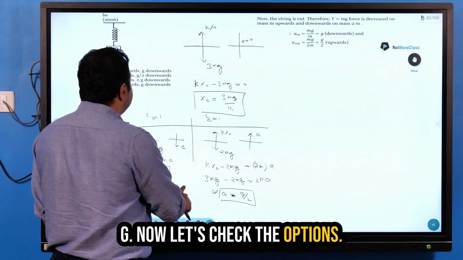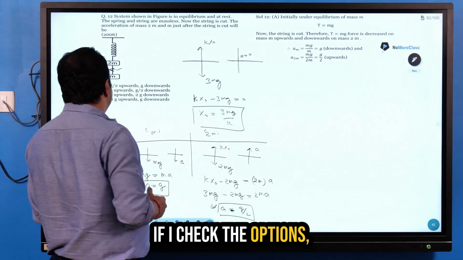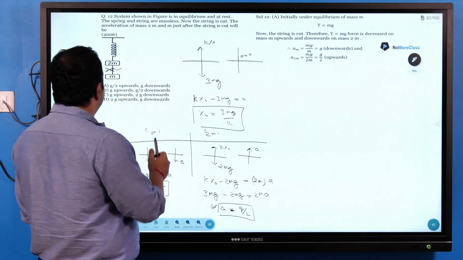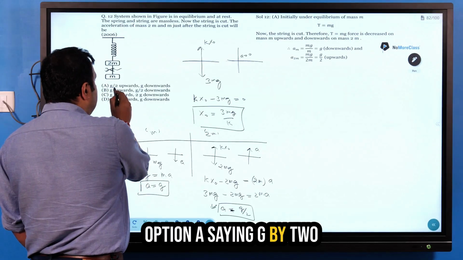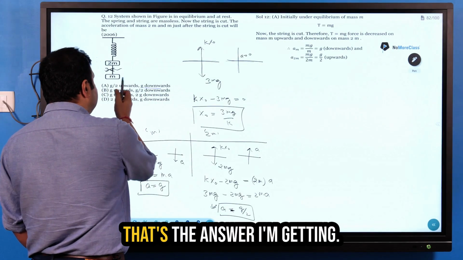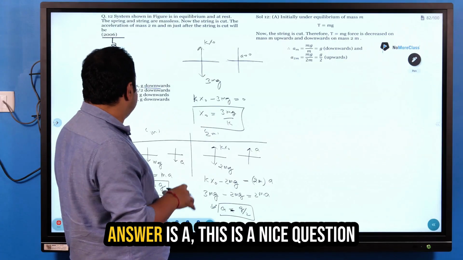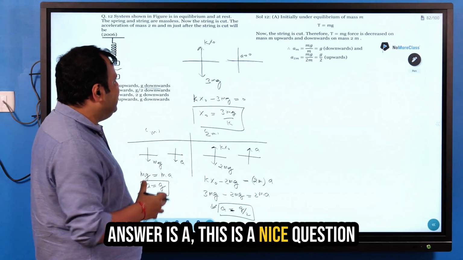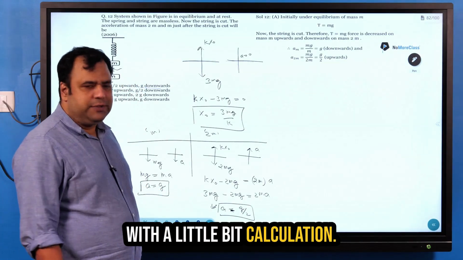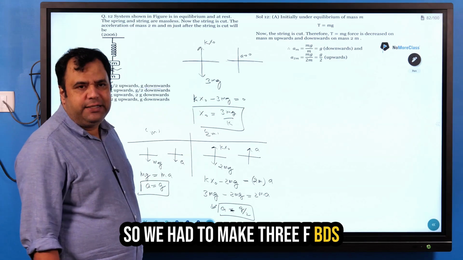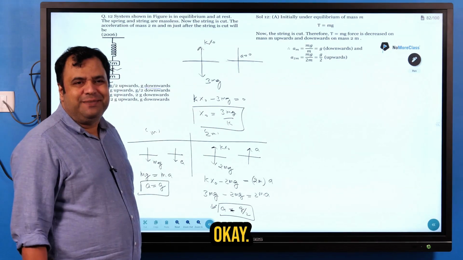Now let's check the options. Option A is saying g by 2 upward and g downward. Yes, that's the answer I'm getting. Okay, so in this question, the right answer is A. This is a nice question with a little bit of calculation. So we had to make FBDs to finally get to the answer. Okay, thank you.